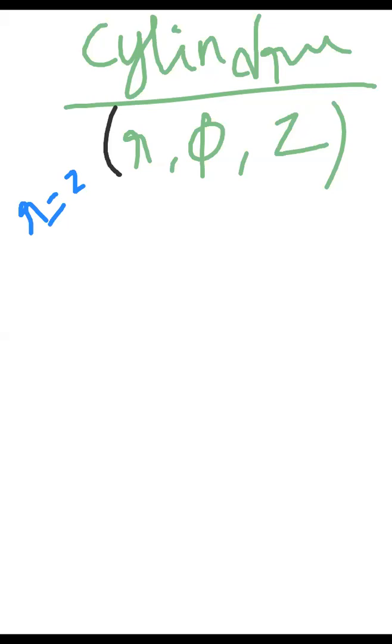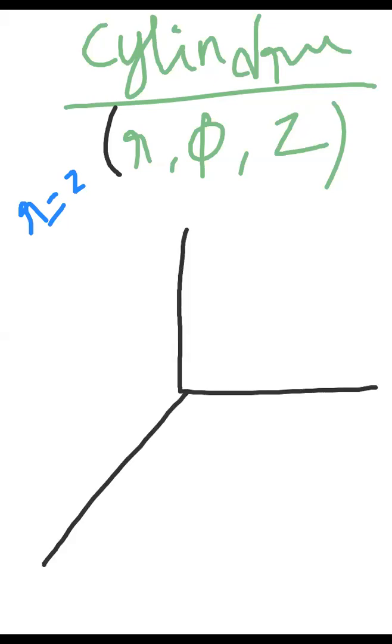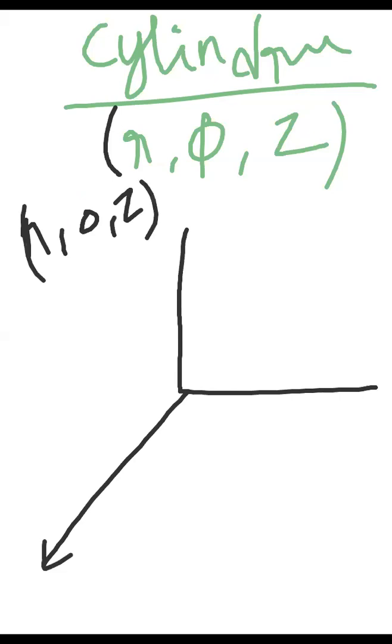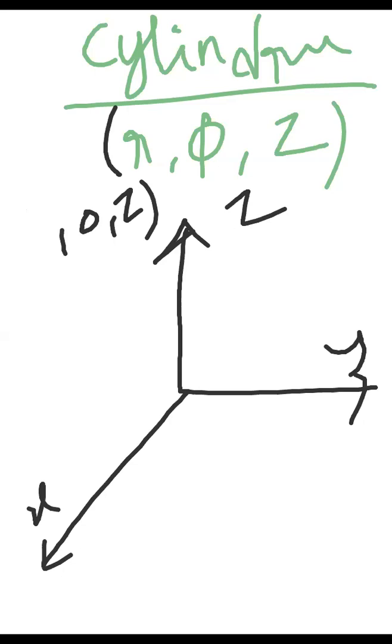Next, I am fixing the φ parameter. Say φ, for simplicity, I take 0. So again, r can be anything, φ is 0, and z can be anything. This is x, this is y, this is z. That 0 indicates 0 degree. In this case, r can be anything: 0, 1, 2, up to infinity. Z also can be anything, 0, 1, 2, up to infinity.